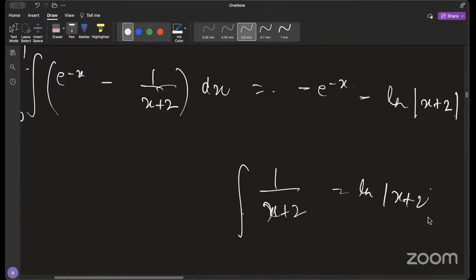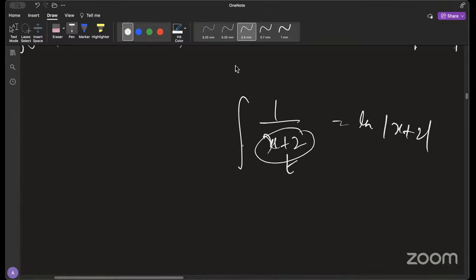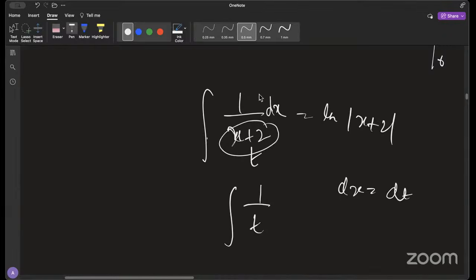Substitute this as t. Then dx is equal to dt, so you'll replace dx with dt.